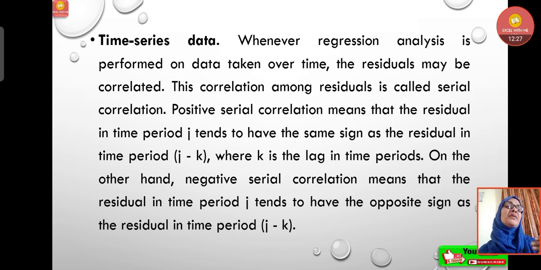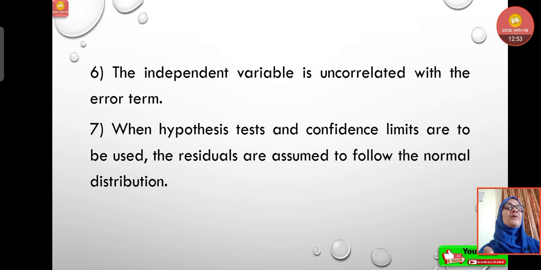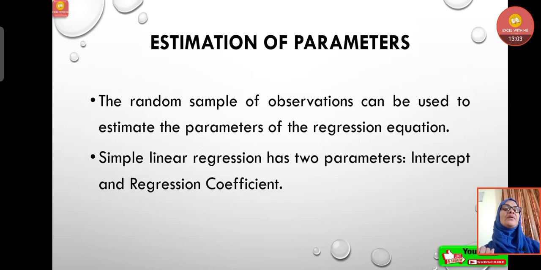Positive serial correlation means that the residual in time period j tends to have the same sign as the residual in time period j minus k, where k is the lag in time periods. On the other hand, negative serial correlation means that the residual in time period j tends to have the opposite sign as the residual in time period j minus k. Now, the independent variable is uncorrelated with the error term. When hypothesis tests and confidence limits are to be used, the residuals are assumed to follow the normal distribution.